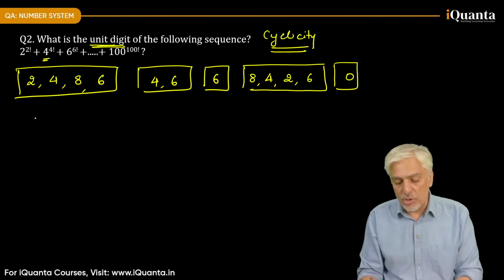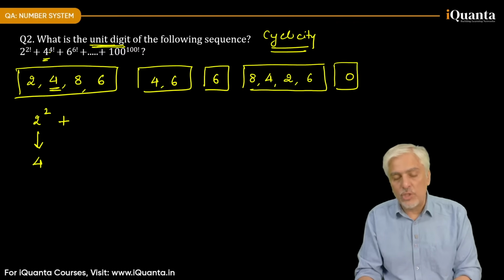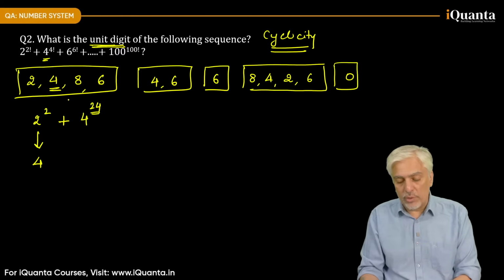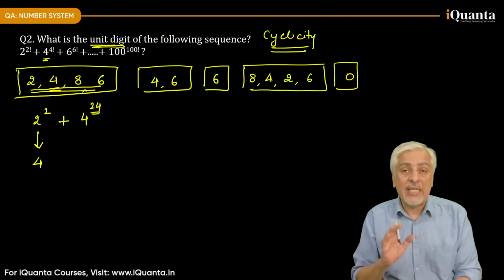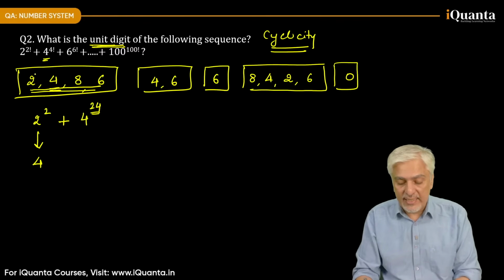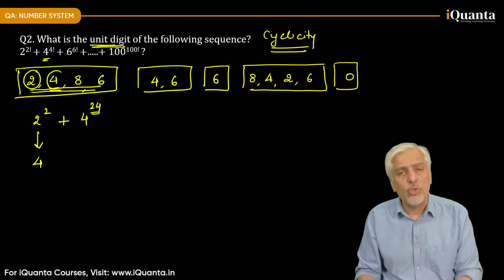The first number is 2 raised to 2 factorial. 2 factorial is 2, so 2 raised to 2 will end in 4. So this number will end in 4. Next, 4 raised to 4 factorial, which means 4 raised to 24. 24 in this cycle will leave no remainder. I remember very well when I was teaching in class, I had said, if remainder 1, this is the answer. If remainder 2, this is the answer. Anyway, sorry, it's not 2, it's 4.